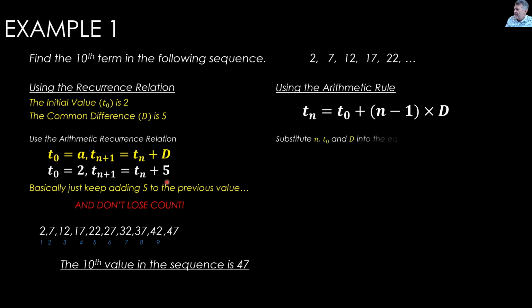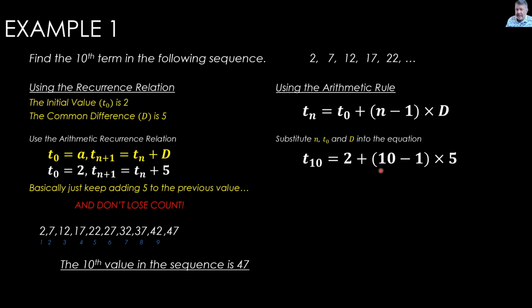Tn equals T0 plus (n minus 1) times d. All we need to do is substitute our n, our T0, and our d into the equation. So our n, what are we finding again? Oh, the 10th term. So it'll be T10 equals, now our initial term was 2. Now 10 minus 1, as you can see here, times the common difference, which is 5.